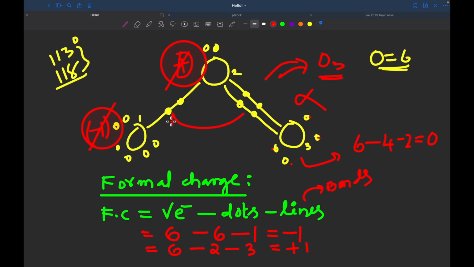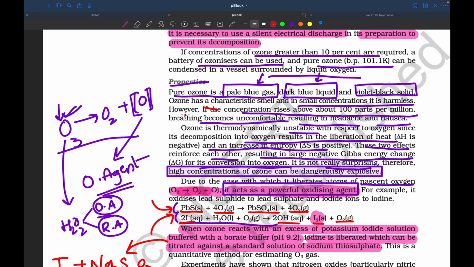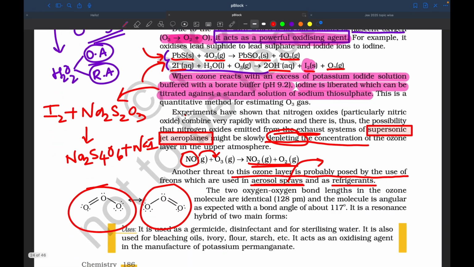And these two bonds are resonating bonds. So you can shift these bonds to the other side. So the 1, 2 single bond may become a double bond. In that case, what does the 2, 3 bond become? A single bond. So this is about the ozone structure, right? The ozone structure is here. Then we'll talk about the uses.